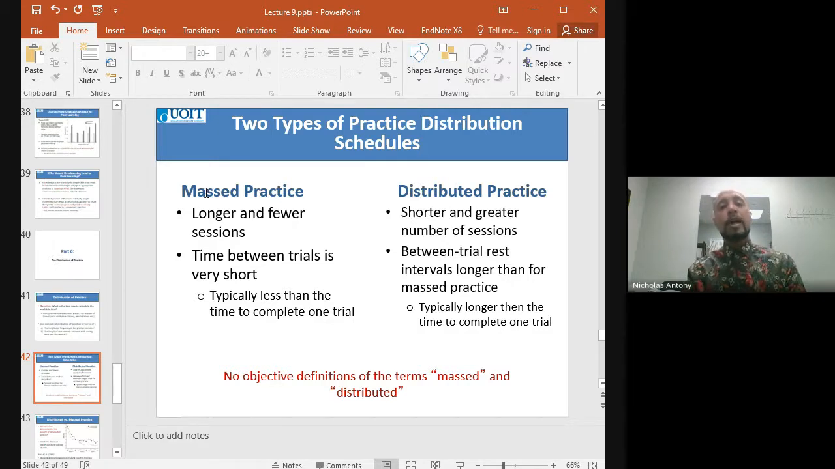So with studies evaluating the difference between what type of distribution of schedule of practice is the best, we're comparing mass practice versus distributed practice. And there's no gold standard to say that these are the numbers associated with a mass practice, and these are the numbers associated with a distributed practice. It's just comparing longer and fewer sessions versus shorter and a greater number of sessions.